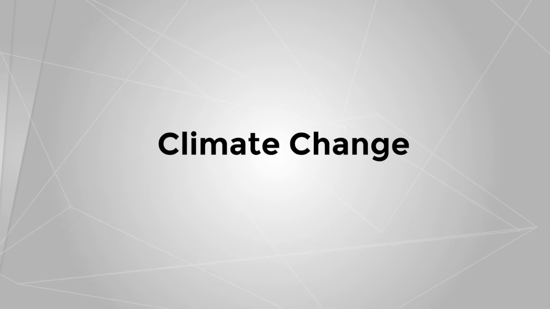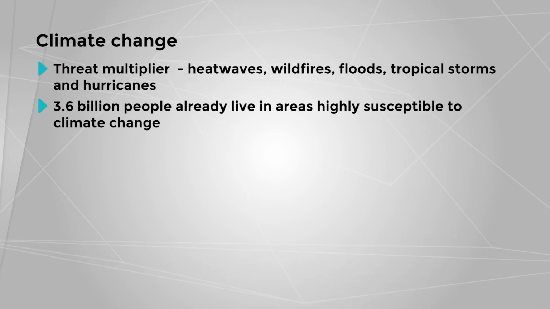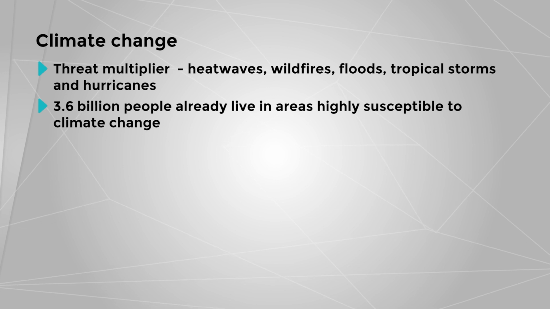Climate change is the change in average temperature and rainfall calculated for around 50 years. This may lead to extreme heat, cold, or rain. Climate change is a threat multiplier as it leads to disasters including heat waves, wildfires, floods, tropical storms, and hurricanes, and they are increasing in scale, frequency, and intensity. Research shows that 3.6 billion people already live in areas highly susceptible to climate change.